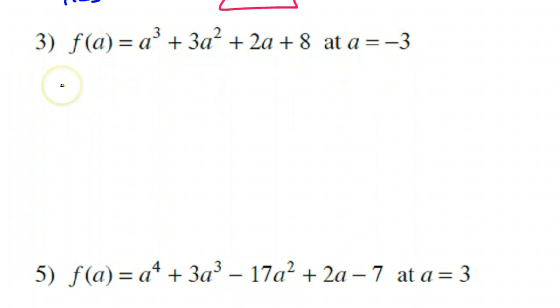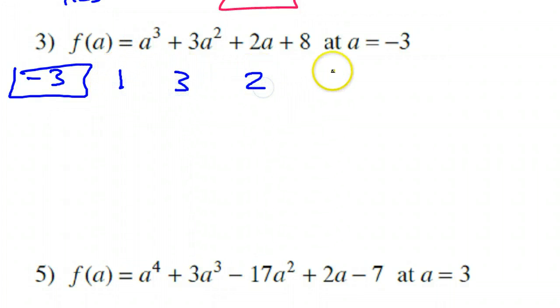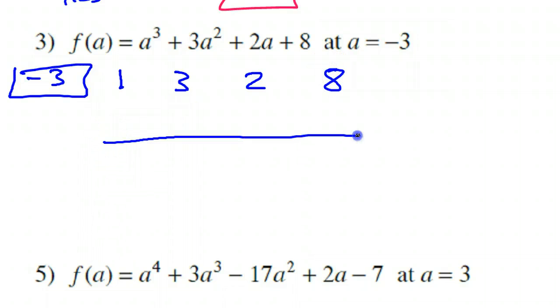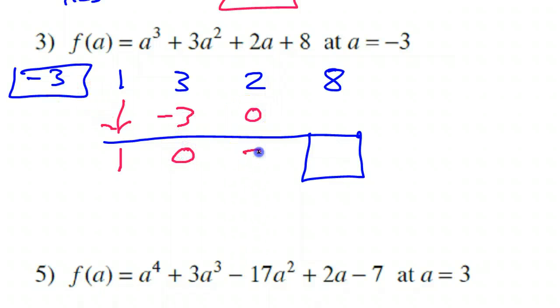So we've got the negative 3. Hold on, let me save this document. We've got our negative 3. Let's see, 3, 2, 1, 0. Nothing's missing. 1, 3, 2, 8. So we drop this down, multiply and add, multiply and add, multiply and add. That means f at negative 3 is equal to 2.